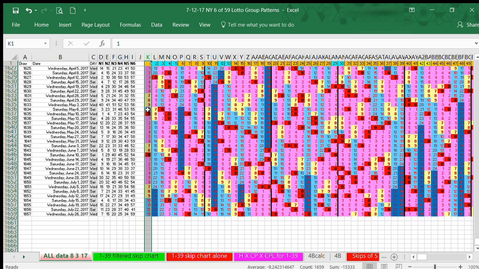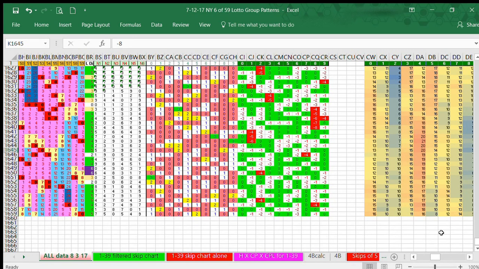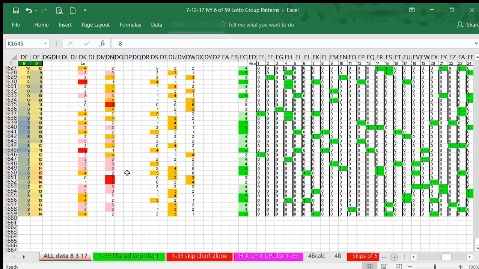Skip 10, skip 8. So this is basically a drawing since hit chart. This has to do with last digits. This also has to do with last digits. This is low and high, and these are zones.